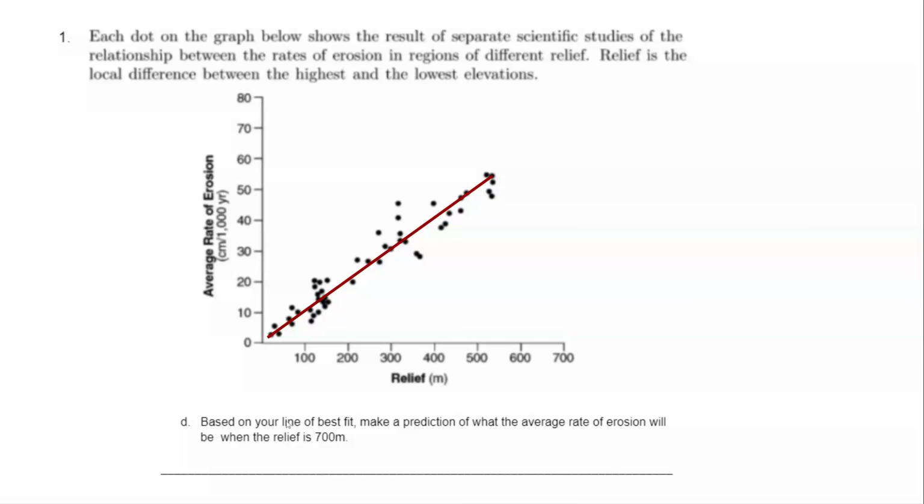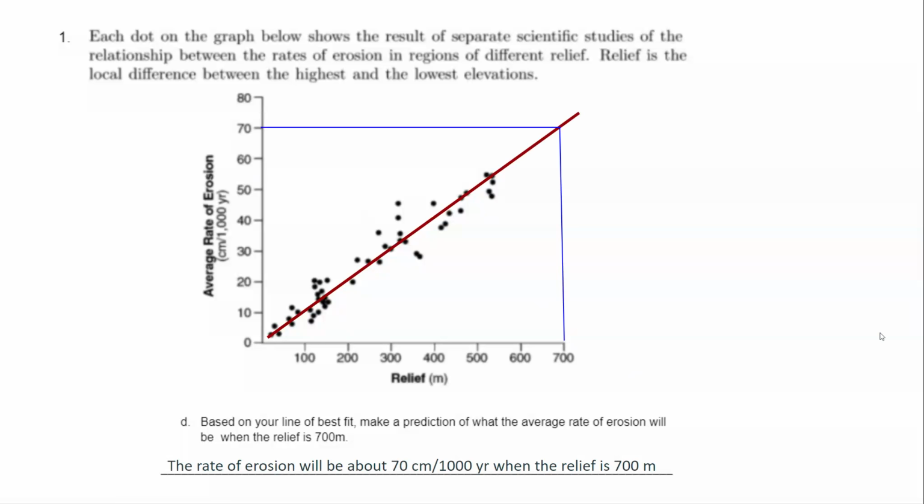Next, D. Based on your line of best fit, make a prediction of what the average rate of erosion will be when the relief is 700 meters. I drew a line of best fit already, but I want to know what's going to happen to my average rate of erosion when my relief is 700. What I can do is extend my line of best fit up to here and then make a prediction. So something like this. If I extend my line of best fit, now I can make predictions beyond my data.